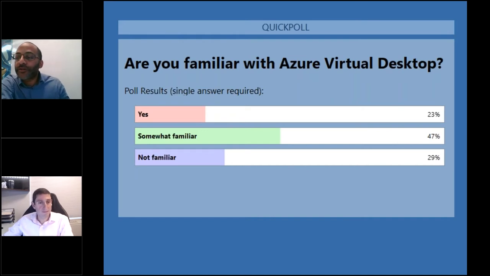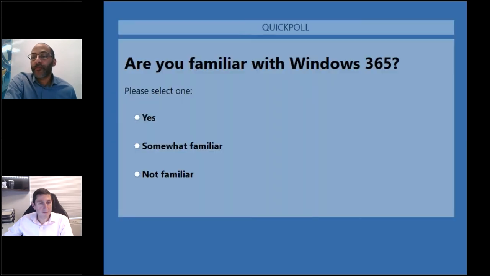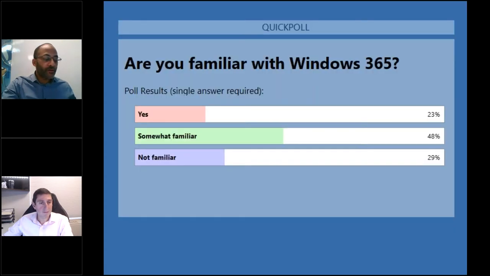Thanks very much, Vinny. I'm having a hard time seeing it on my screen, but thank you for telling me the results. Let's move to the second poll, and the poll is about Windows 365. So it's pretty much the same poll. Are you familiar with Windows 365? Looks almost identical: about 70% for yes, familiar and somewhat familiar. About half the audience is somewhat familiar with Windows 365. Despite that it's new, it looks like there's a lot of awareness out there in the market. That's also good to hear, and hopefully we'll deepen that awareness today. Yeah, that definitely sounds like fun. So we're definitely going to have a good matchup today.